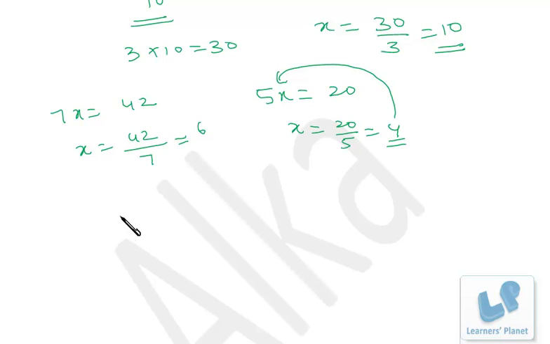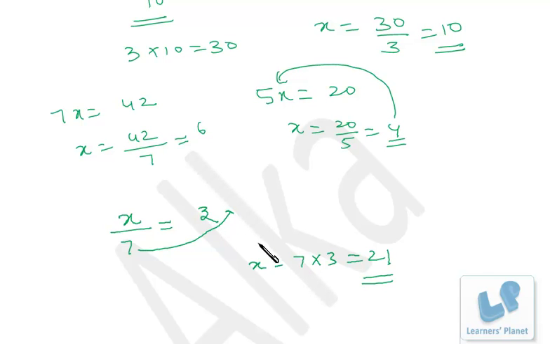Similarly, suppose you have x by 7 is equal to 3, right? So here 7 is in the denominator, so this side it will be in the numerator. So x is equal to 7 into 3, that is 21. Now verify. 21 by 7 is 3 and here it is also 3. So both the sides are equal. That means the equation is balanced.